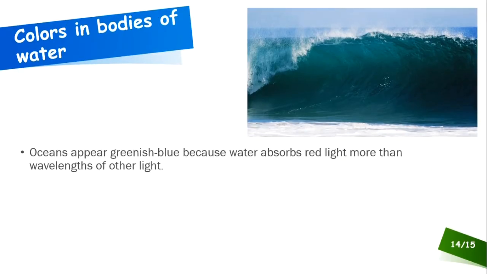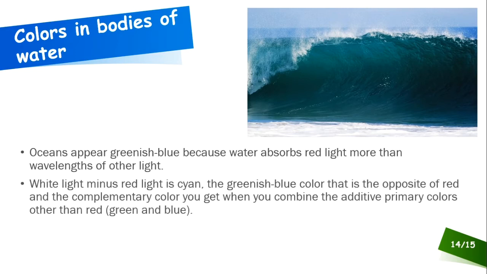This also explains why waves in the ocean appear to be a greenish blue color, because water is going to absorb red light more than wavelengths of other light. So it absorbs that red light the most, which means it's going to absorb violet light the least. But again, our eyes aren't adapted to picking up that violet light as much. And so you take white light and you take the red out that is being absorbed by the water, then what you get, because we can't pick up the violet, is a greenish blue color that's the opposite of red.